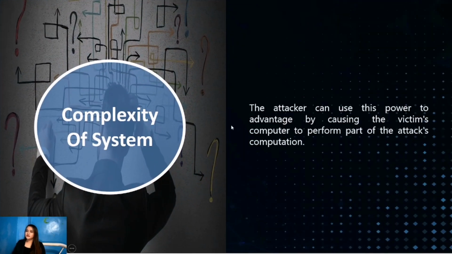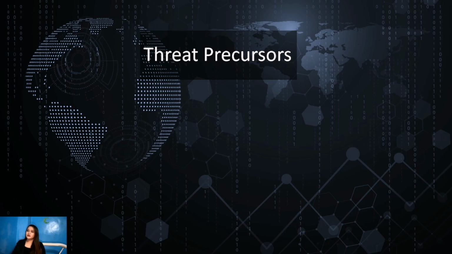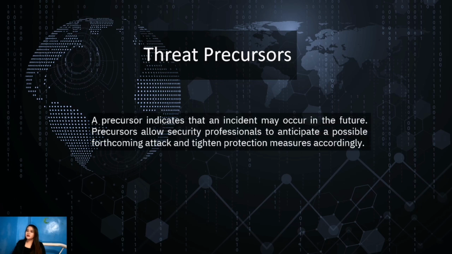What is complexity of system? The attacker can use this power to advantage by causing the victim's computer to perform part of the attack's computation. And because an average computer is so powerful, most users do not know what their computers are really doing at any moment. Threat precursors. A precursor indicates that an incident may occur in the future. Precursors allow security professionals to anticipate a possible forthcoming attack and tighten protection measures accordingly.